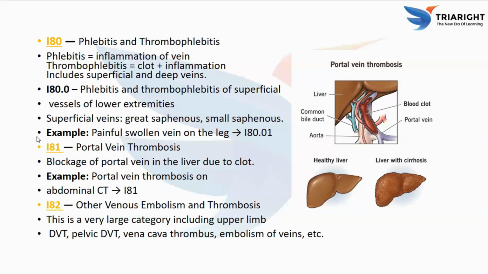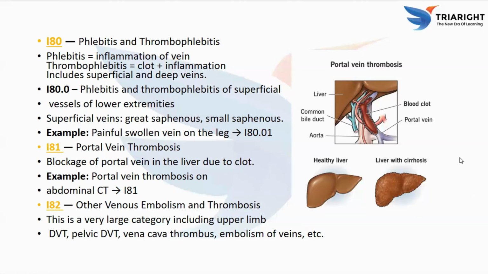What do you mean by portal vein thrombosis? The portal vein carries blood from the intestines to the liver, and a clot here blocks this blood flow. This results in portal vein thrombosis. Where do we see it? You can see it in liver disease, in cancer, and also in abdominal infection. What is the example? A portal vein thrombosis seen on abdominal CT. In this case, you have to assign the code I-81. At the right side, you can clearly see the picture of the portal vein thrombosis.